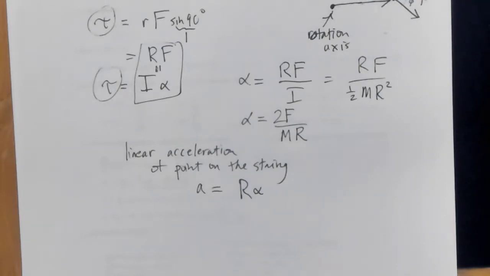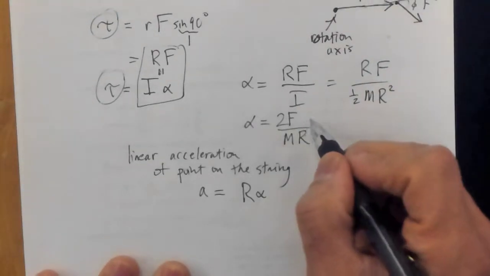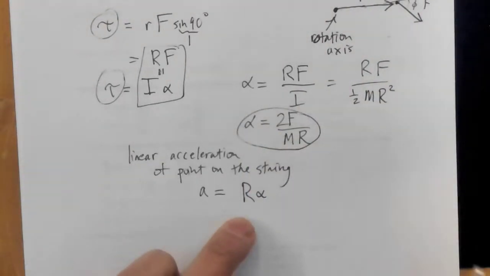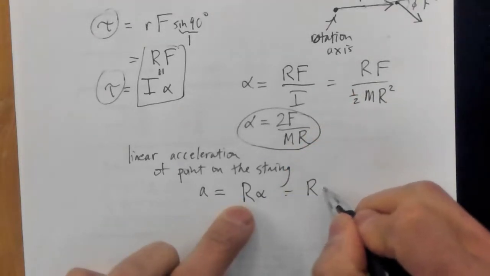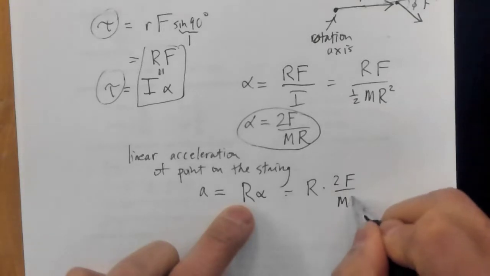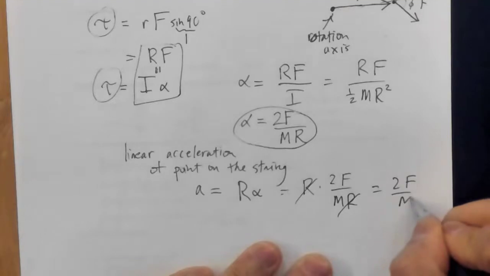Everybody with me on this? Okay. So now, what I can do, I have this formula for alpha. And so I can put this together. I have R times 2F over MR. Okay, that's nice. The R's cancel, so I have 2F over M.